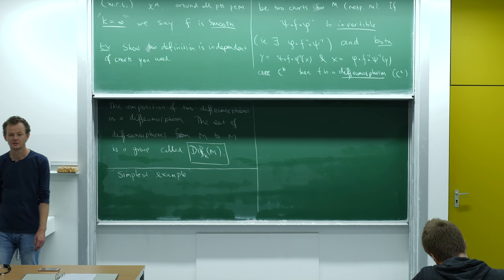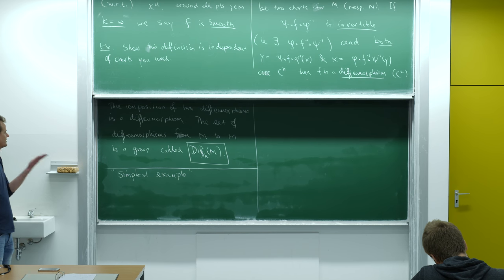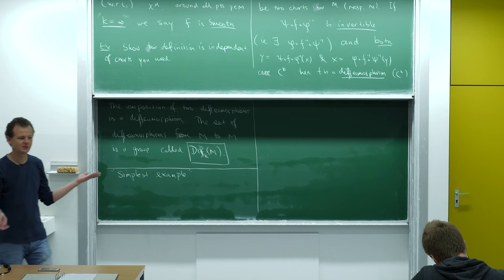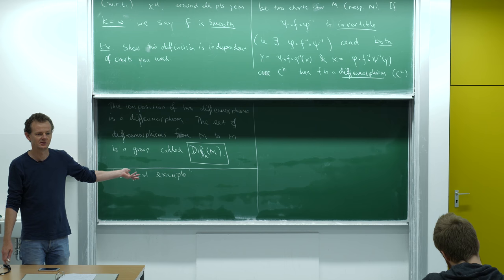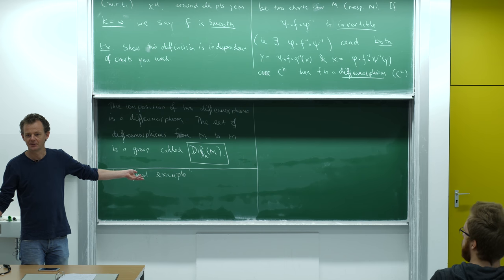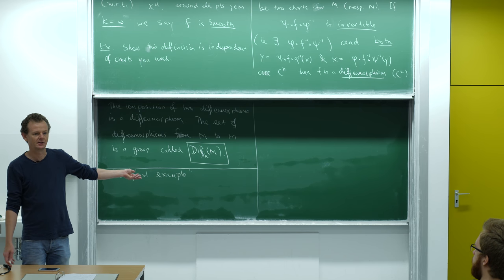I can't resist this digression. Let's take the simplest example of a manifold. So the simplest example of a manifold might be R1, right? You might think that the real line is a very, very simple example. I mean, in some sense, you're right. But actually, that turns out to be even more complicated than the circle.